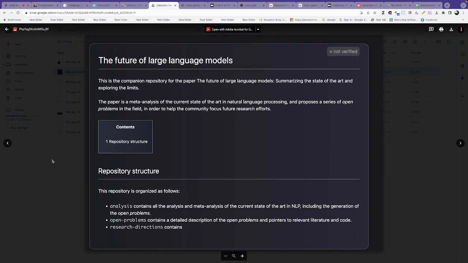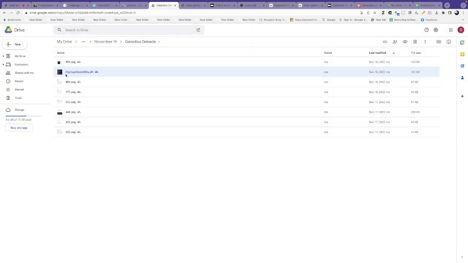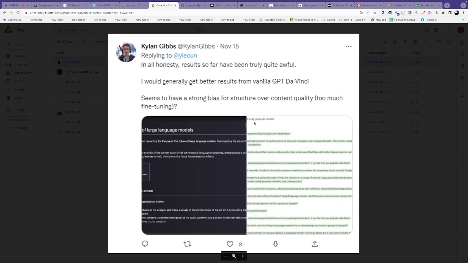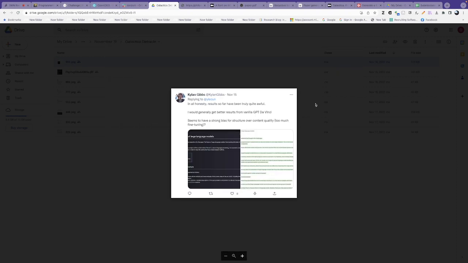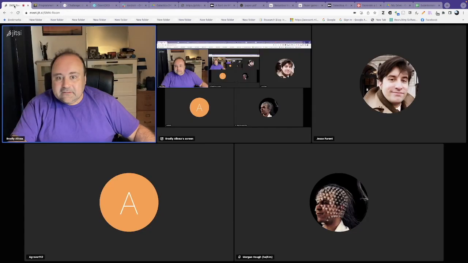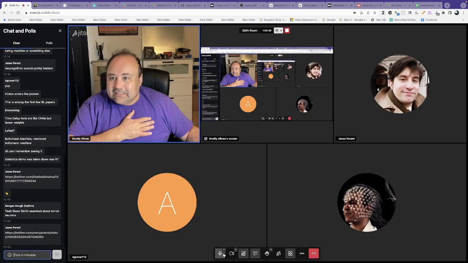So I think this is a very fruitful area for the AI ethics group to have some thinking about. This again is where the results are quite awful. It seems to have a strong bias for structure over content quality, too much fine tuning. So there are a lot of issues with something like this. It's definitely a work in progress.